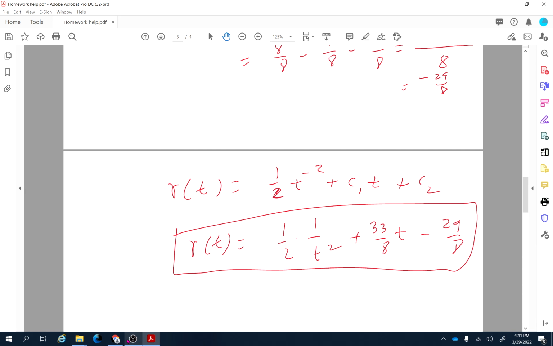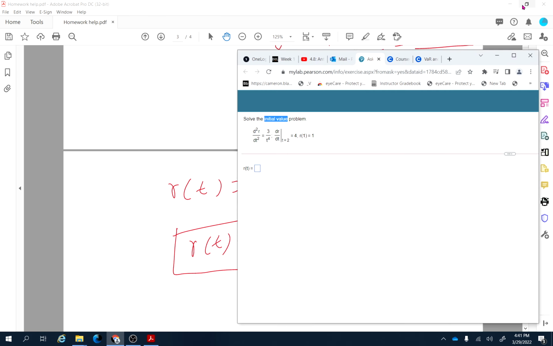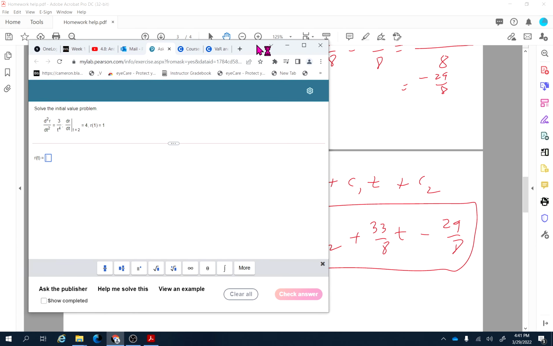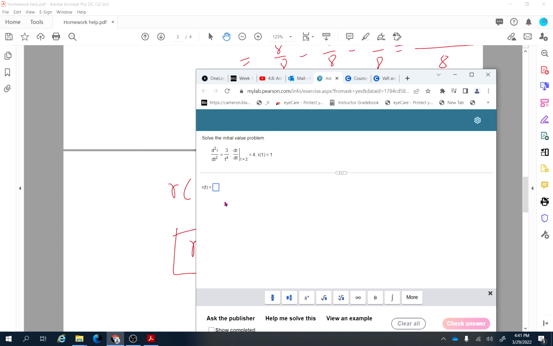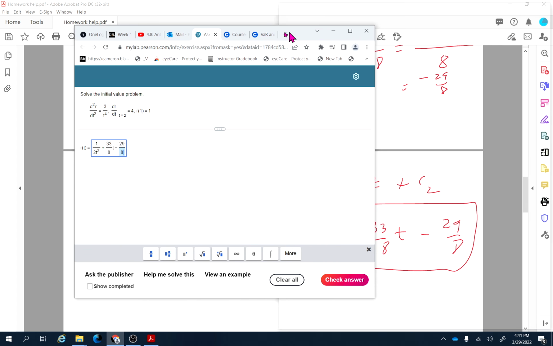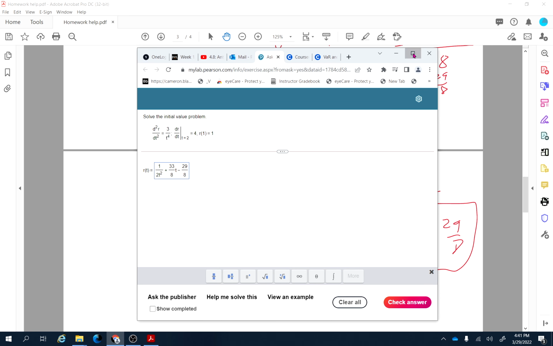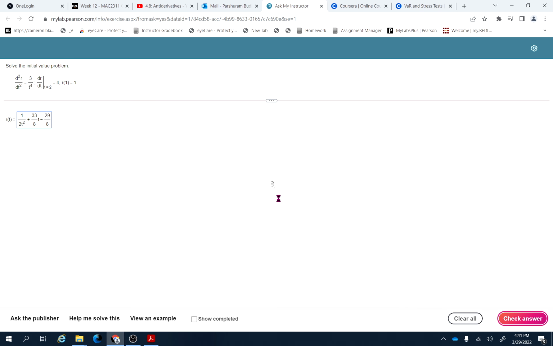So here, r of t is 1 over 2 t squared, plus 33 over 8 t minus 29 over 8. Let me check one more time: 33 over 8 minus 29 over 8. Okay, so that's the answer. Let's check the answer here.